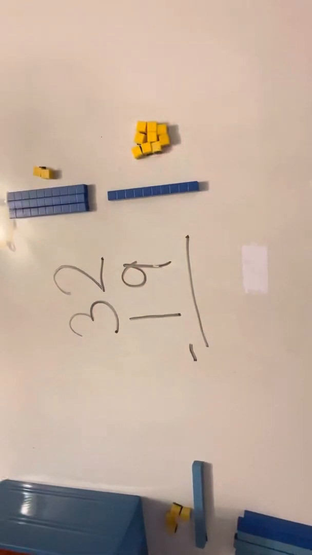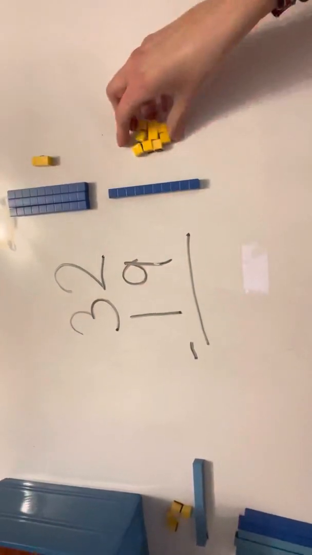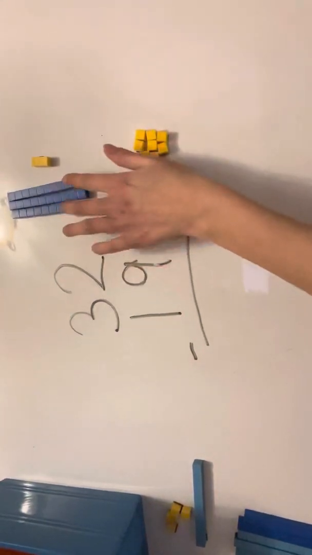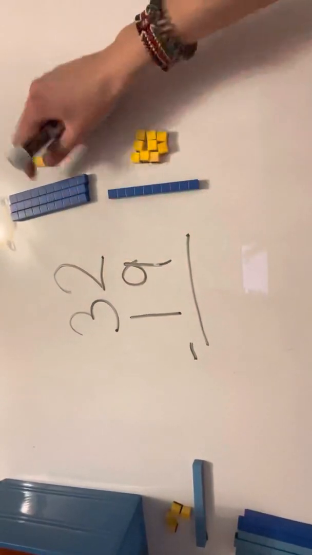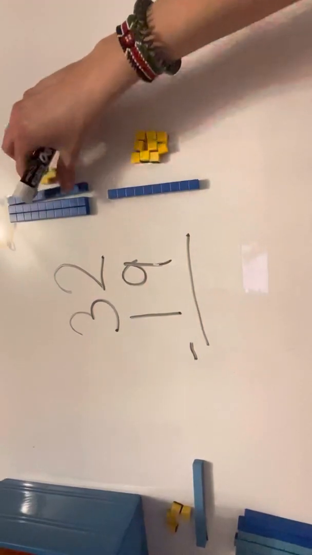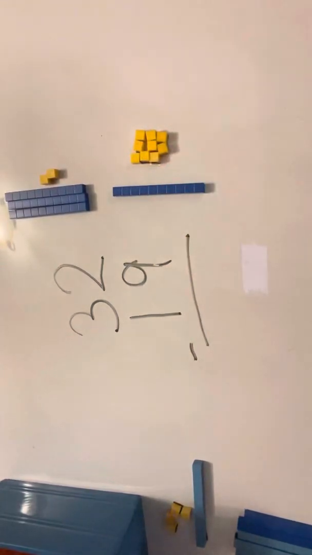Okay, so here we have a problem, 32 minus 19, and I have our blocks laid out here so that we can see what those numbers look like. So we have 32, which is 3 tens and 2 ones, and we could count that up. 10, 20, 30, 31, 32. And then we have 19, which is 1 ten and 9 ones.